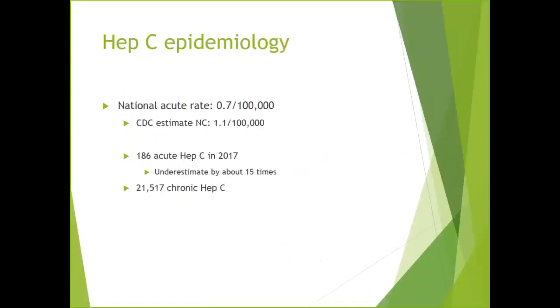So, North Carolina's epidemiology: the national rate of acute Hep C is about 0.7 per 100,000 population. In North Carolina, we've calculated it to be about 1.1. In 2017, we had 186 cases of acute Hep C.